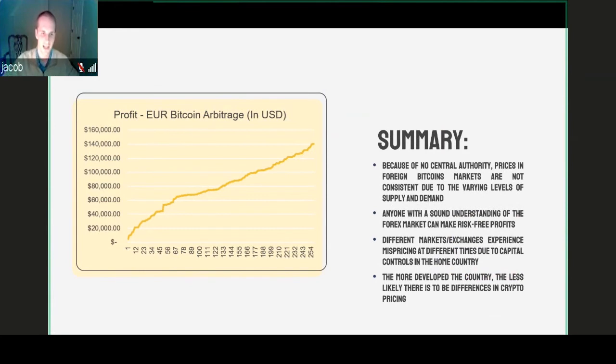Also, you have to be in the market. So a retail trader might not be able to trade on the Korean market or on the European market if they're in the United States. So that's what makes it hard for retail traders to find this.